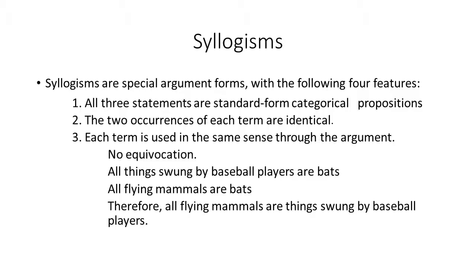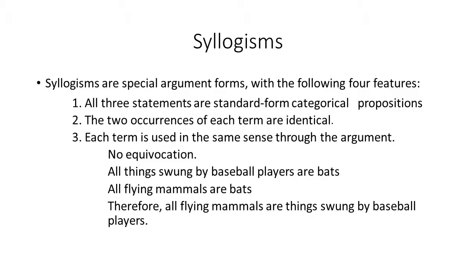It becomes pretty clear, I think, with this third condition, right? Each term is used in the same sense throughout the argument, meaning, briefly, no equivocation. So think about this argument. All things swung by baseball players are bats. All flying mammals are bats. Therefore, all flying mammals are things swung by baseball players, right?